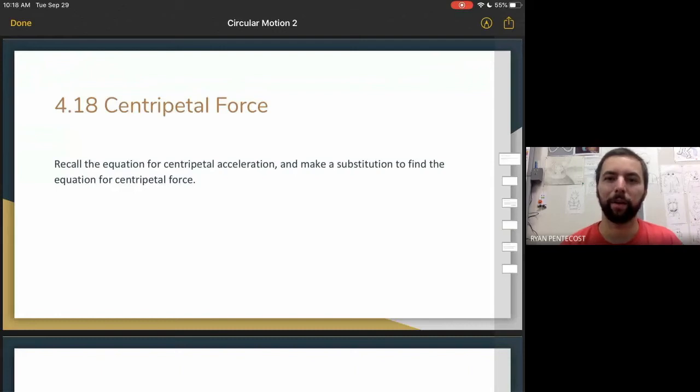Hi, everybody. This is circular motion part two. We are going to go over centripetal force, then we'll do a couple of example problems having to do with centripetal acceleration and using those two equations that we got from the last video. So this is real quick.